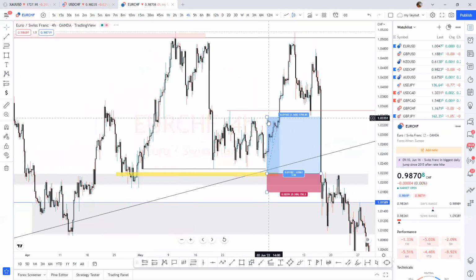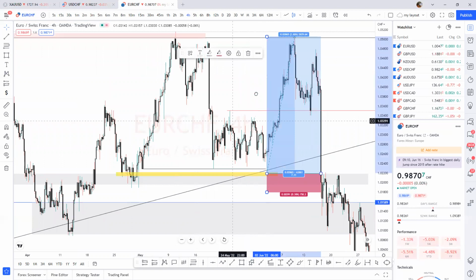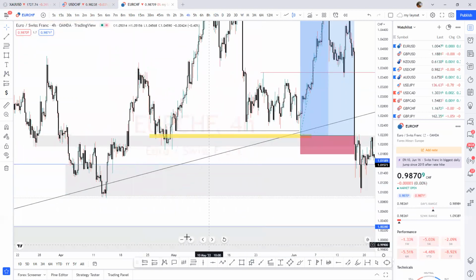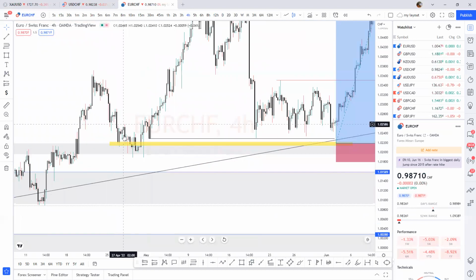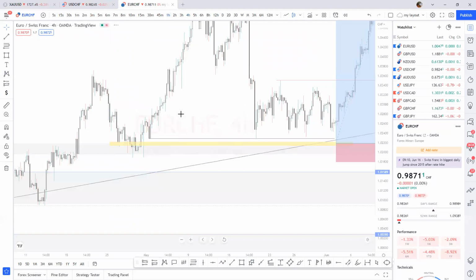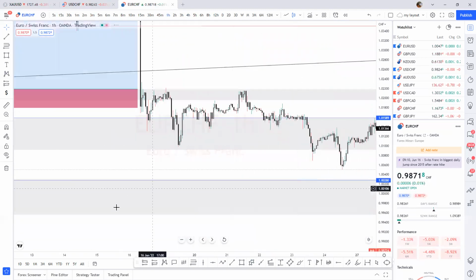Now, this Quasimodo is hidden within that correction. So we have low, high, low, high, low, higher high. So if I go to a smaller time frame, see.